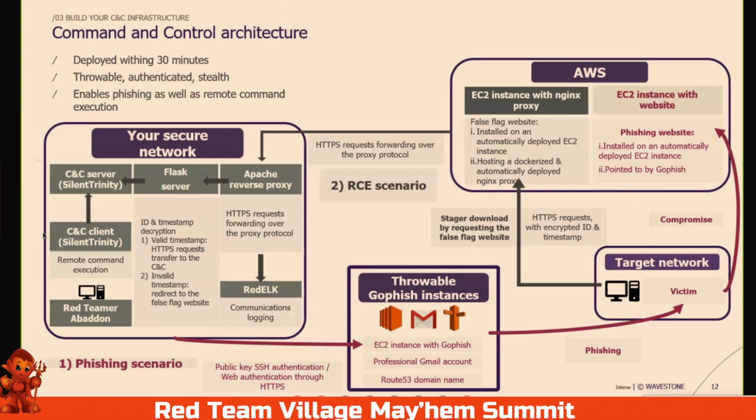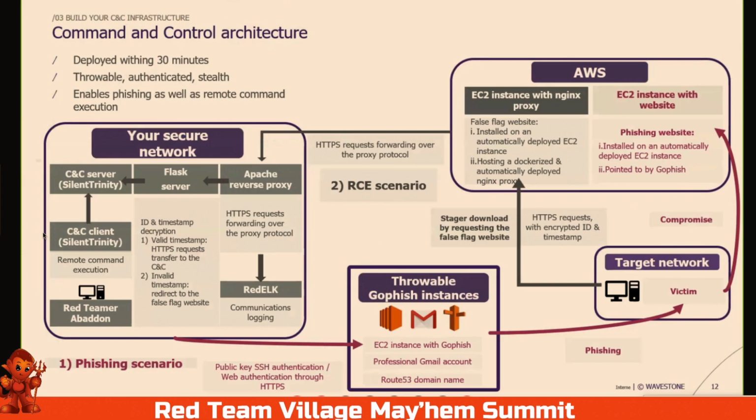So that's the first thing. It enables you to deploy GoFish on an EC2 instance in 1 click or 2 clicks. The other thing it allows you is the remote command execution scenario. It's the second scenario that is explained on the scheme.